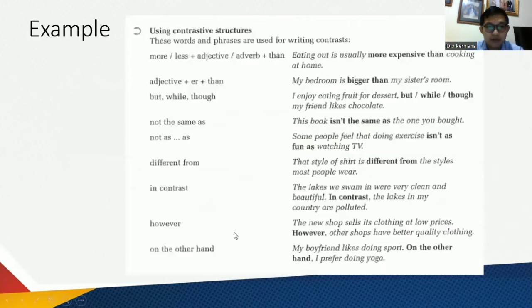However, for example, the new shop sells its clothing at low prices. However, other shops have better quality clothing. So, in this contrast signal, it means to make a contradiction. So contrast means making a contradictory sentence. It means you state something first, for example, shops that sell clothes at cheap prices sometimes have poor quality. That is a contradiction.